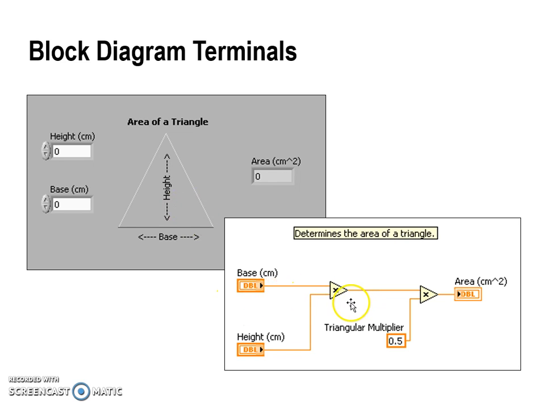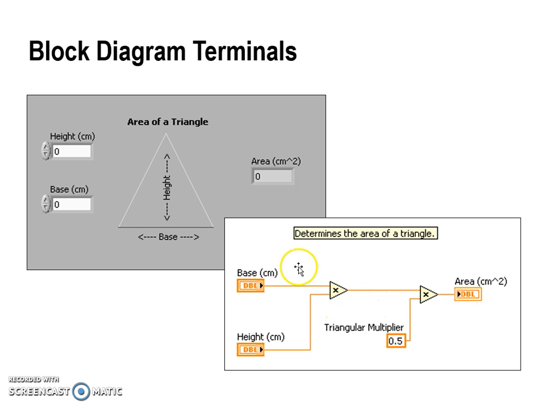So this is what the code looks like, and we're already accustomed to doing very simple mathematical functions and calculations on the block diagram. This terminal is the base, so it's labeled base. This is the front panel control over here. This is the terminal for height, so this is related to this numeric control. The indicator area in centimeters squared is related to this indicator and this terminal. And then this is where we do the calculation.